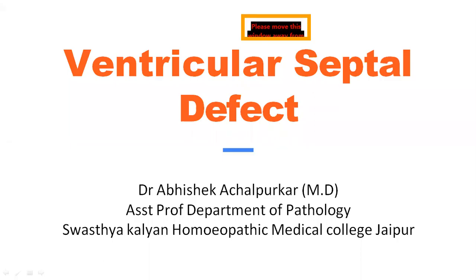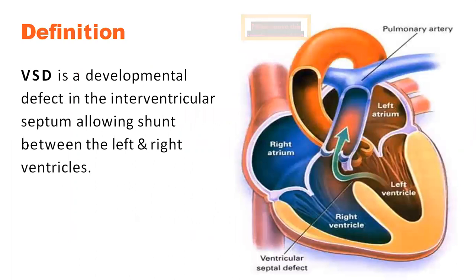Continuing our discussion with congenital heart diseases, let us start with ventricular septal defect. Ventricular septal defect is a developmental defect in the interventricular septum, allowing shunt between, or the opening between, the left and right ventricle. So obviously there would be an opening in the interventricular septum which is not supposed to be there. Usually it is closed.